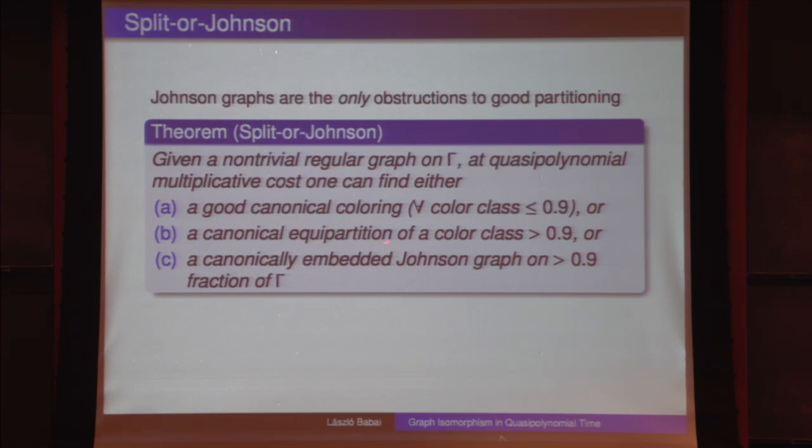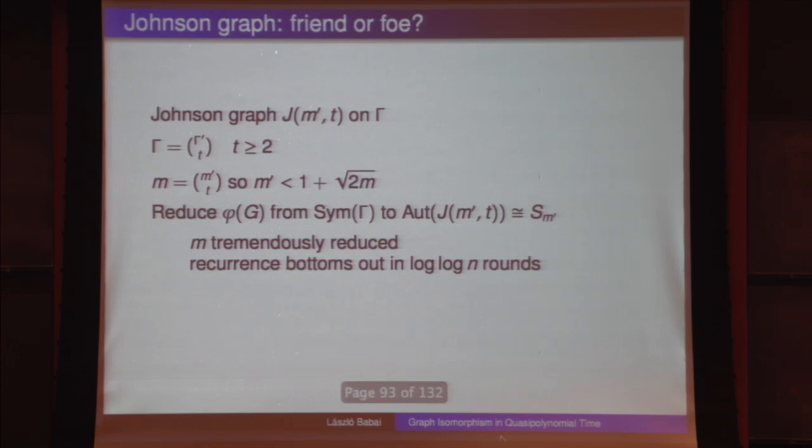Now, I already indicated why it is good if we can split the graph. But why is it good if we find a Johnson graph? Well, let's see. If we find a Johnson graph, then the Johnson graph is defined on some smaller number, at most square root-ish number of points. And the automorphism group of that Johnson graph is just the symmetric group on that number of points. So all of a sudden, the value of m is the size of the ideal domain to which we have a giant homomorphism. But now we have a giant homomorphism into the automorphism group of that canonically embedded Johnson graph. So that's a much smaller value.